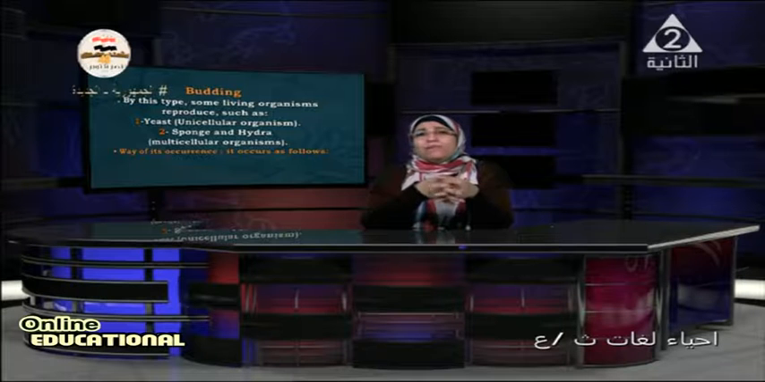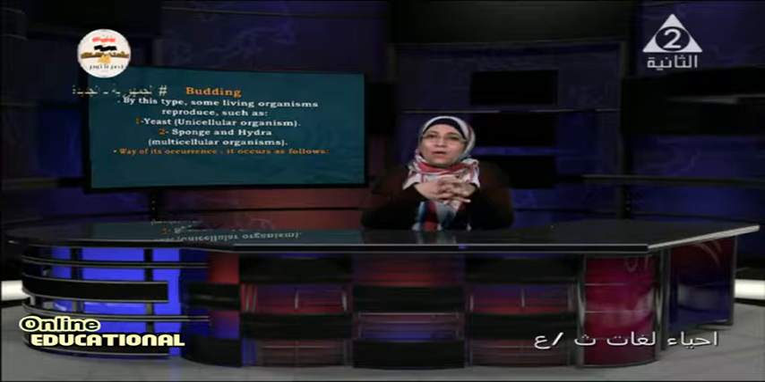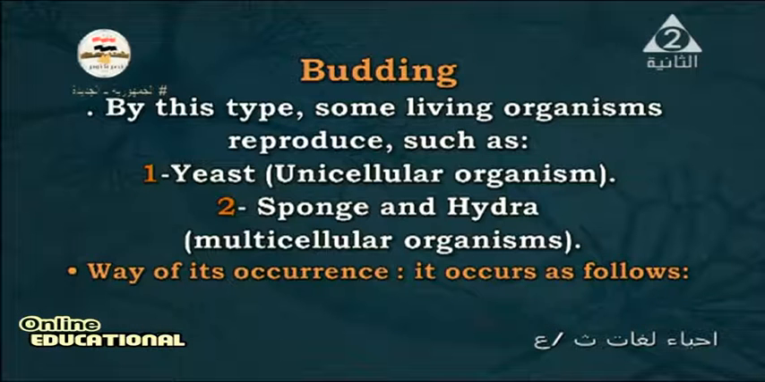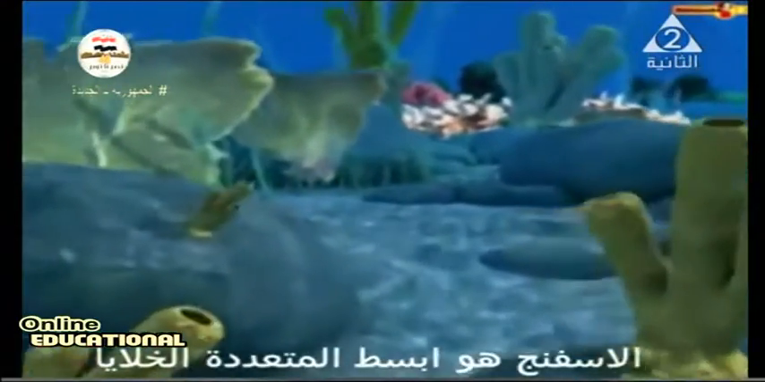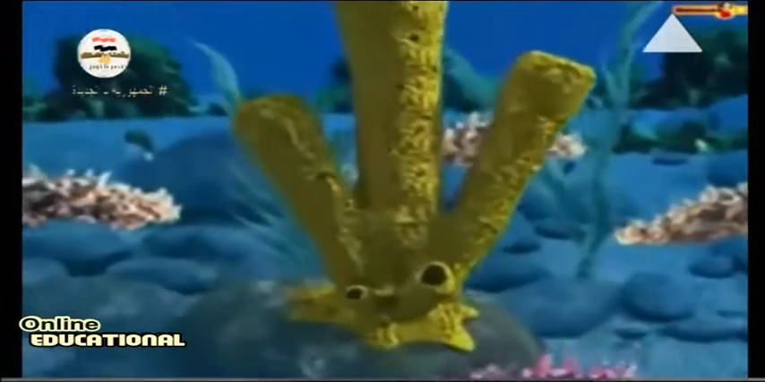What about the other type, the multicellular? Multicellular organisms such as the sponges and the hydra. Sponges and the hydra are types of multicellular organisms, and budding also occurs in them. Sponges are the simplest multicellular and bottom-dwelling organisms. Like all other organisms, the sponge produces new offspring by the process of reproduction.